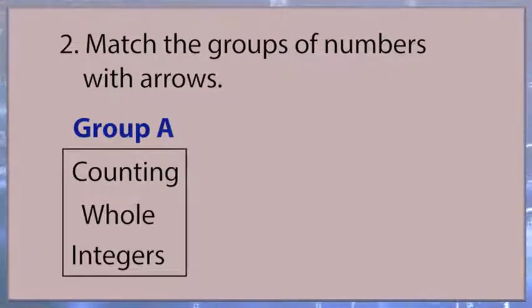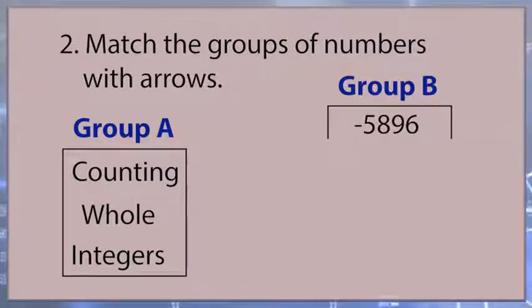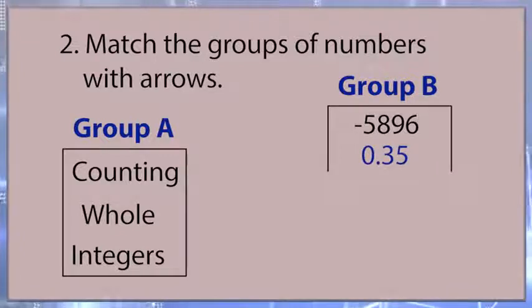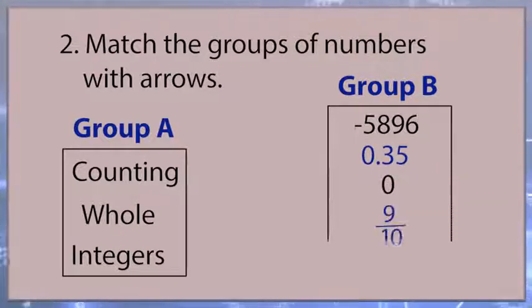Question 2 says, match the groups of numbers with arrows. And we have group A, which is made up of counting, whole, integers. And group B is made up of negative 5,896, 0.35, 0, 9 over 10, and 23.